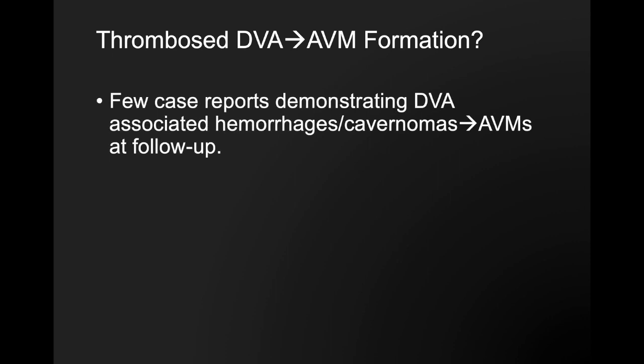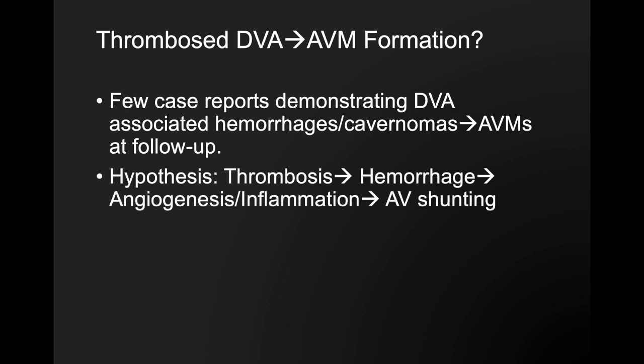So there have been a few case reports showing DVA-associated hemorrhages or cavernomas, which result in formation of an AVM at follow-up. And the hypothesis here is that you get thrombosis of the DVA, and then you get hemorrhage, then you get angiogenic response and inflammation, and then you develop arteriovenous shunting.